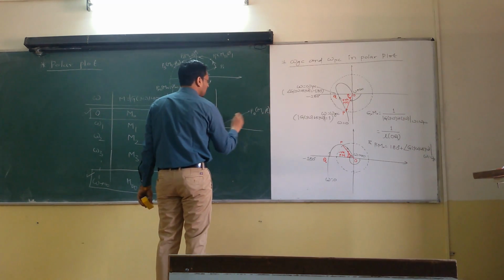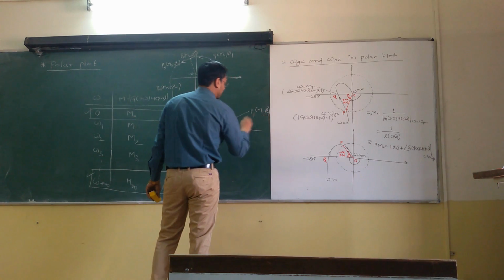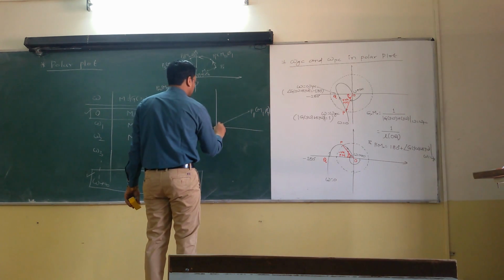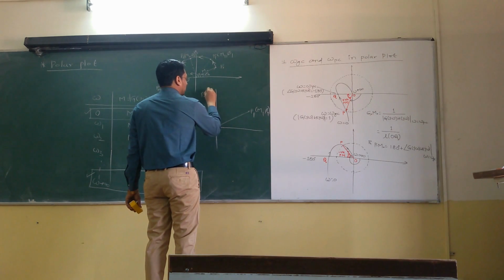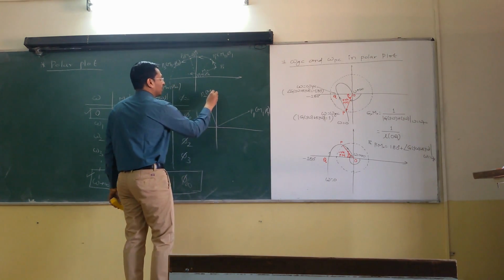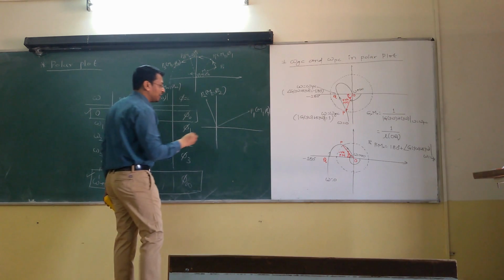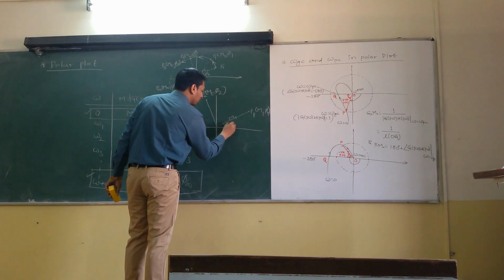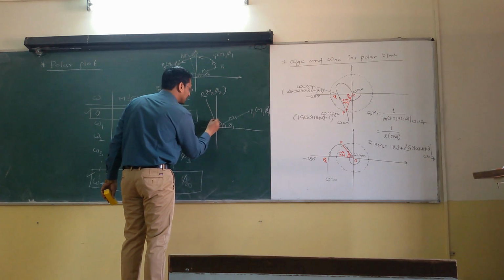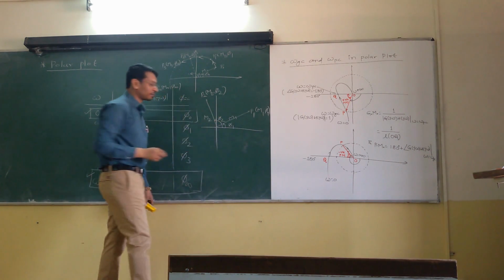First thing, take P1: M1 and phi 1. And second one I am going to say this is your P2: M2 and phi 2. I have taken 2 points in consideration. This magnitude is M1, angle is phi 1. Once again, this angle is phi 2 and this magnitude is M2.